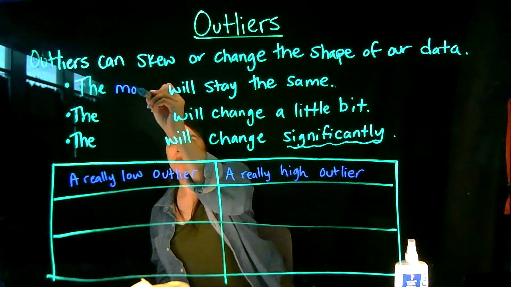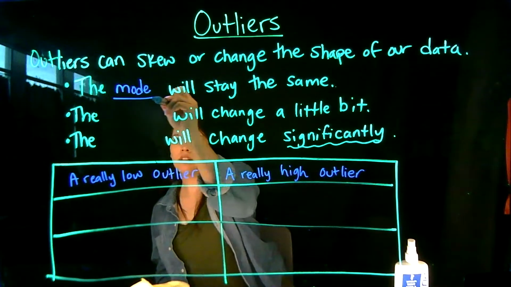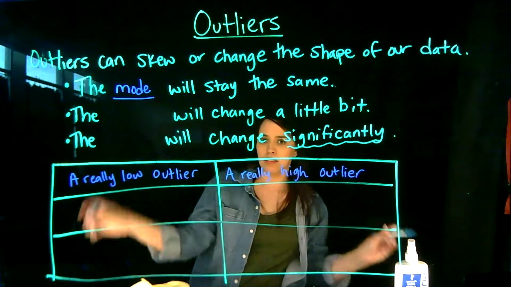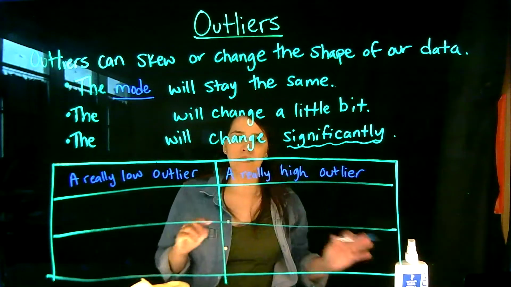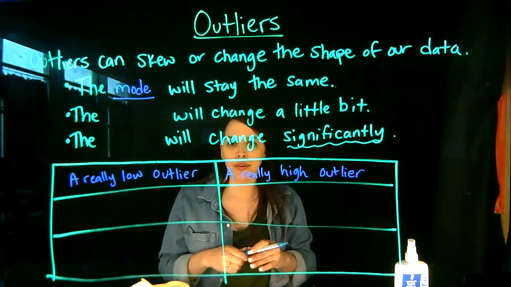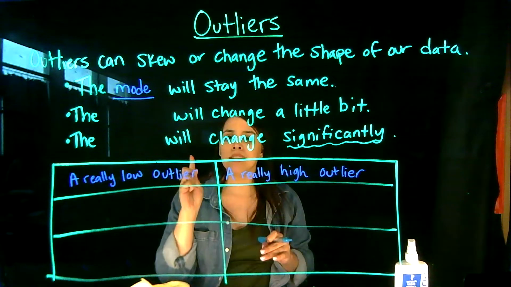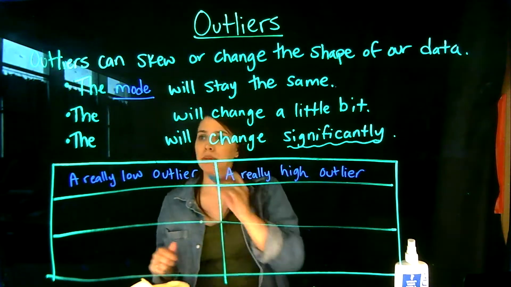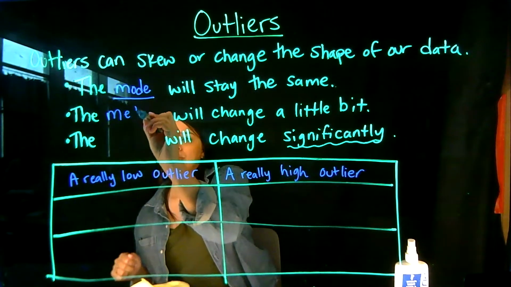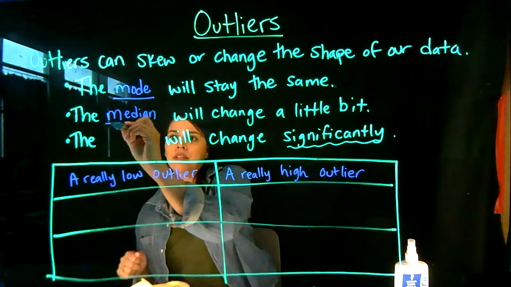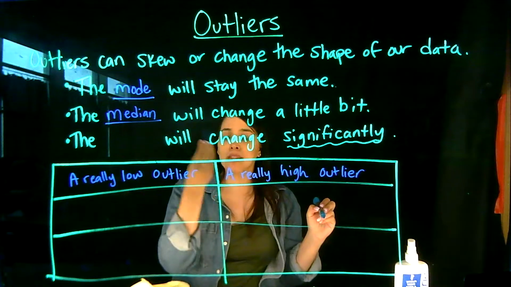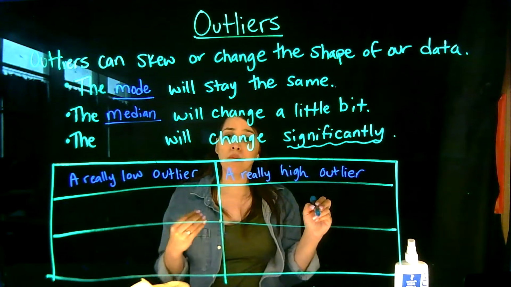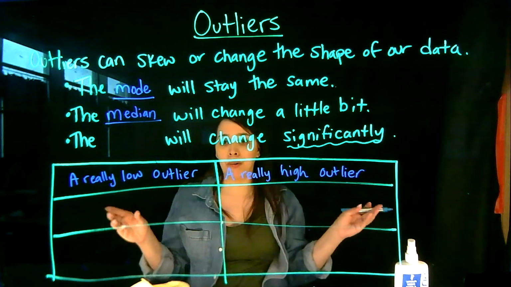So go ahead and write down the mode. Can you guys see this color? Yeah? Okay, so the mode will stay the same. An outlier is not going to change the mode. But an outlier is going to change the median a little bit. So the median, you should be writing this down. The median will change a little bit. And what's left is the mean. And the mean will change significantly if we have an outlier.